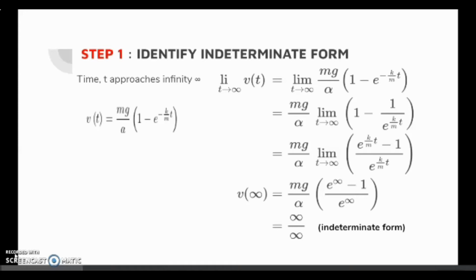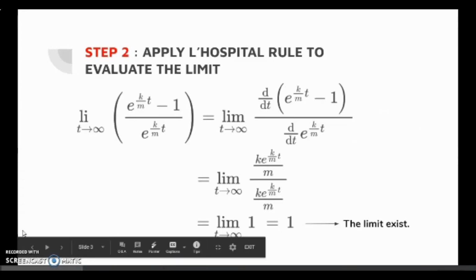Next, to get the indeterminate form, we must have the same denominator for the equation above. As 1 is equal to 1 over 1, with the denominator e^(k/m t), we get (e^(k/m t) minus 1) over e^(k/m t). Then, we evaluate the infinity in the equation and we get infinity over infinity. Step 2. Apply L'Hospital's rule to evaluate the limit.